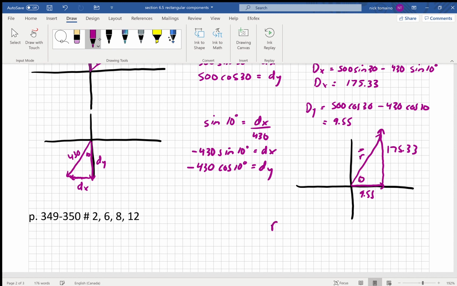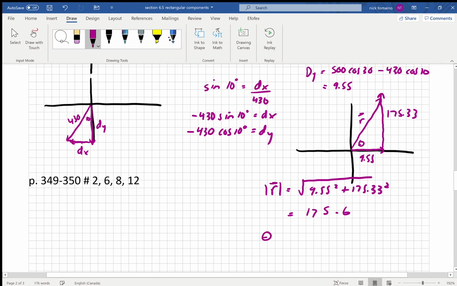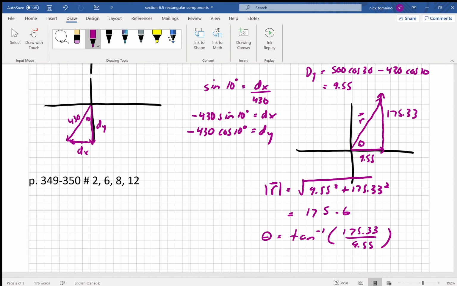Okay, so the magnitude of the resultant is equal to the square root of 9.55 squared plus 175.33 squared, and that's equal to 175.6, and then the angle is inverse tan of 175.33 over 9.55, which equals 3.11 degrees north of east. Okay, and there are your practice questions.